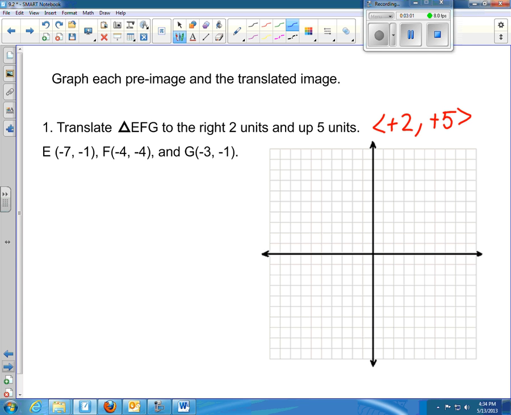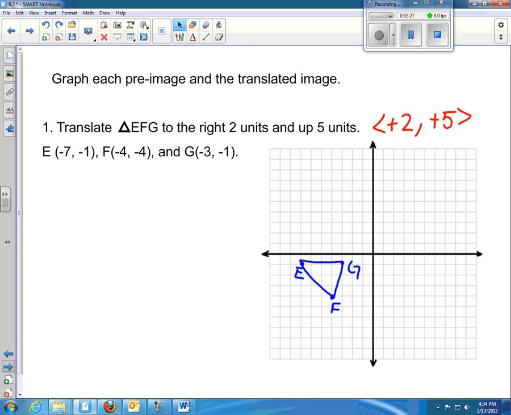So let's graph our first one. E is at -7, -1, so 1, 2, 3, 4, 5, 6, 7, down 1. So this is E. And F is at -4, -4, 1, 2, 3, 4, 1, 2, 3, 4. And then G is going to be -3, -1, 1, 2, 3, 1. All right, so we have this triangle here.